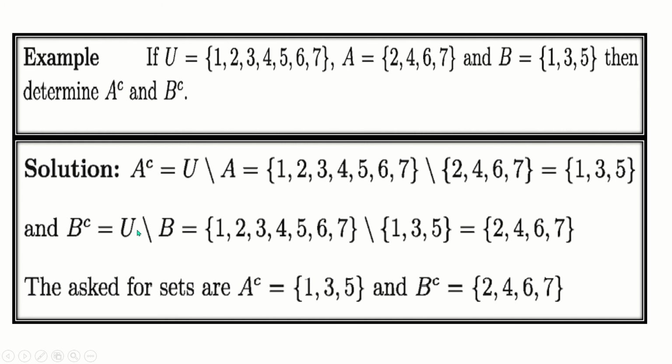Again B complement equals universal set slash or delete B, this minus this, and this equals, you can write, 2, 4, 6, 7. That means 1 cut, 3 cut, 5 cut. We'll get this. Therefore this and this are the required answers. Clear everyone?